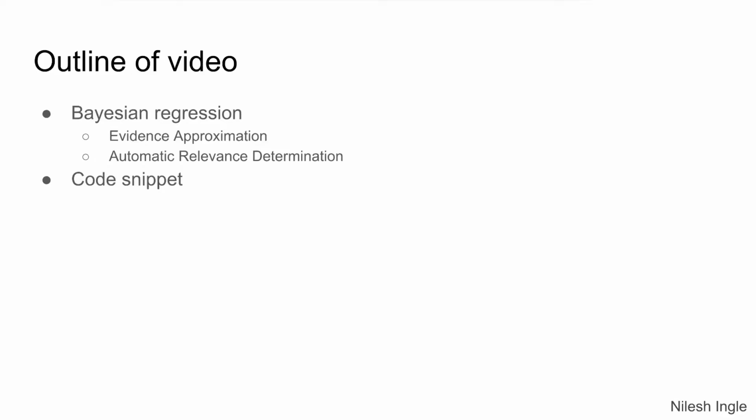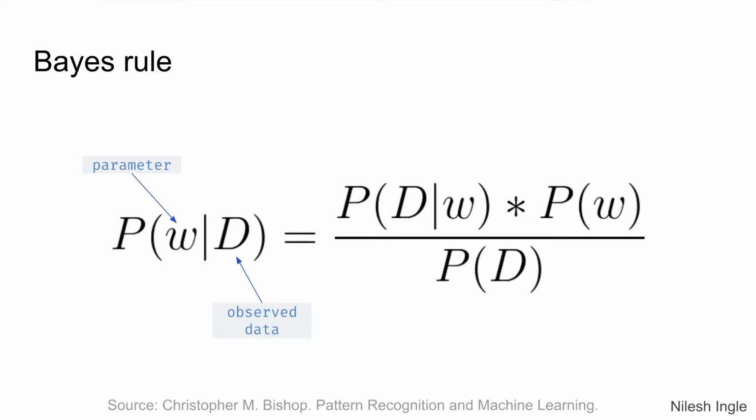So let's get started. In the previous video, we left off with this equation, which shows the Bayesian rule where W is the parameter and D is the observed data. In this equation, this is the posterior probability which we want to find, and that is based on the likelihood. So this is the likelihood, and in addition to this, we have the prior.